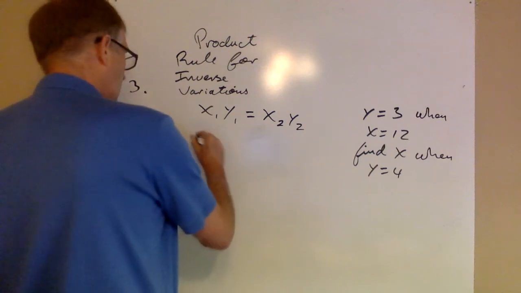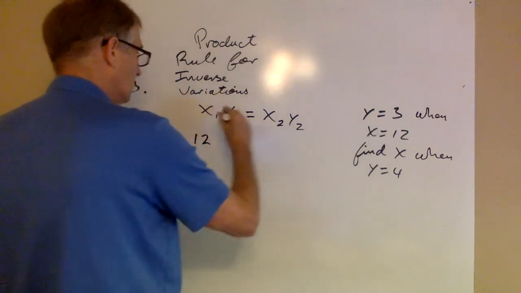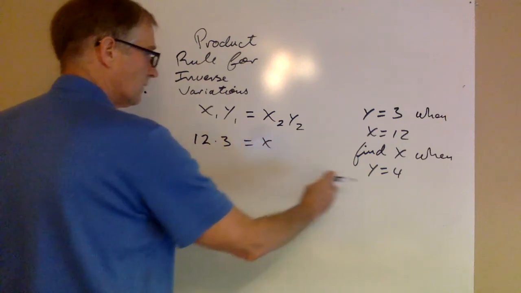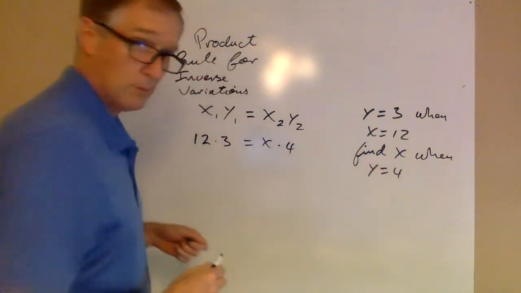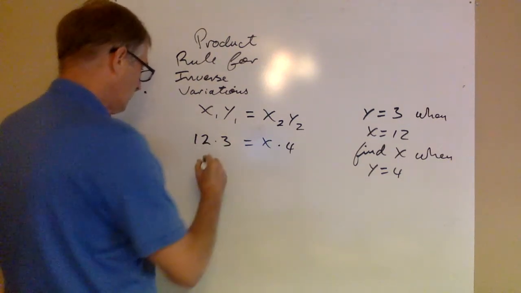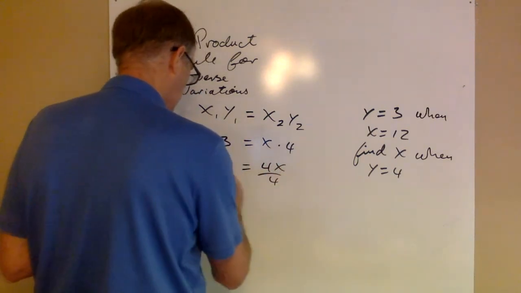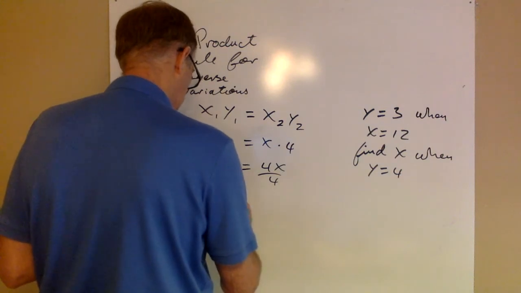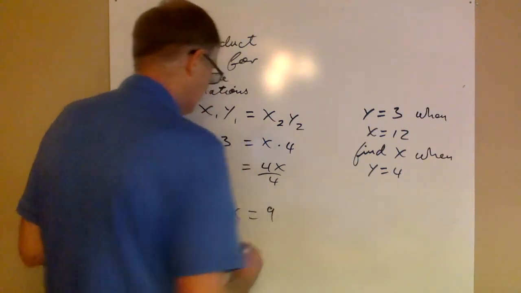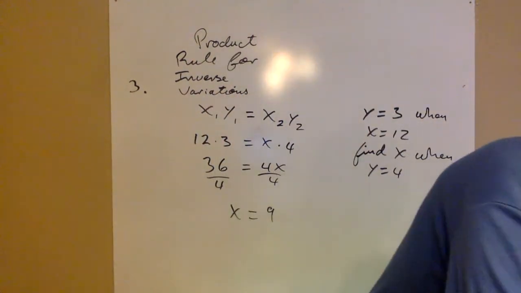So when x is 12, y is 3. Find x when y is equal to 4. Just plug in the numbers and solve. 12 times 3 is 36. Divide by 4, and x is going to be equal to 9, right? Okay, I think I have time for one more example here.